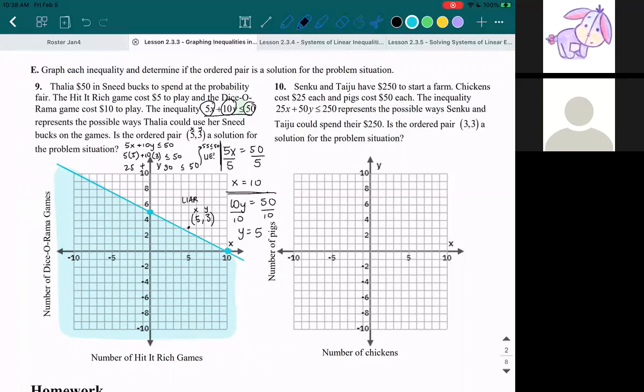Actually, if you guys could pause the video and try number 10 out on your own, that would be wonderful. And then just pause the video now and we'll see what happens when you get back.